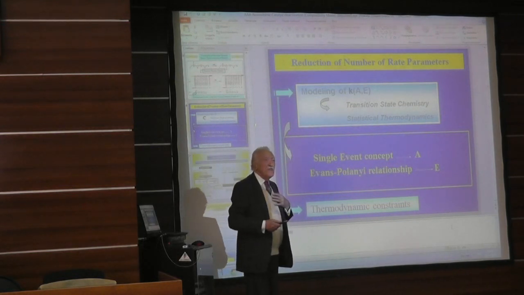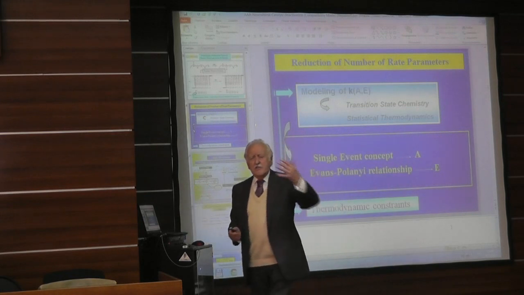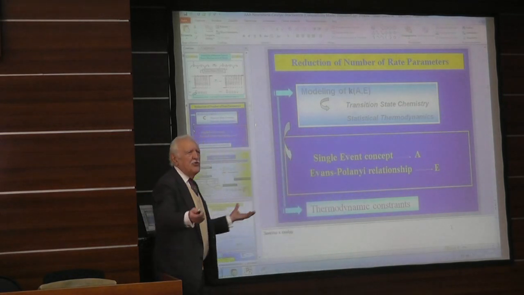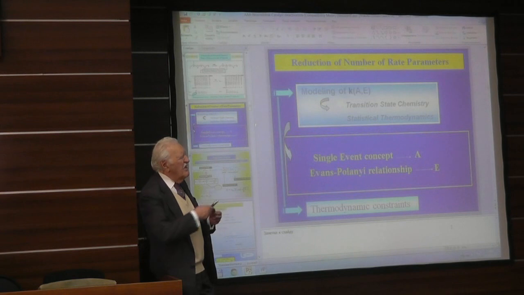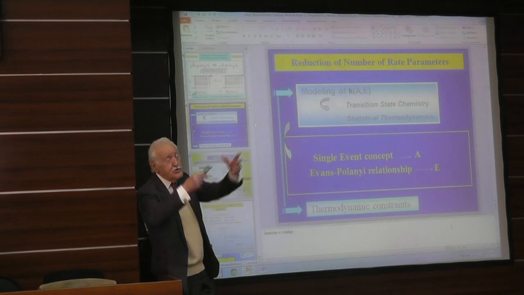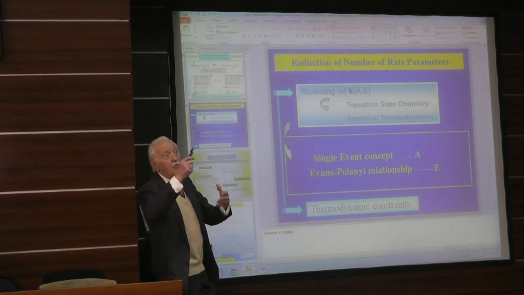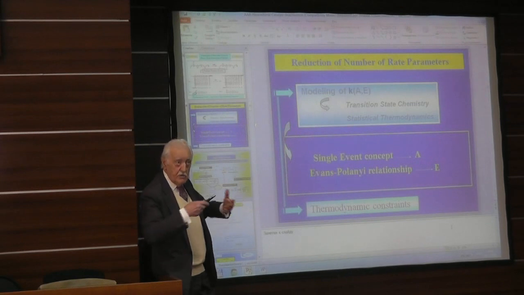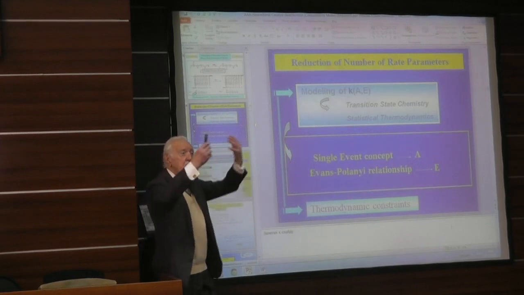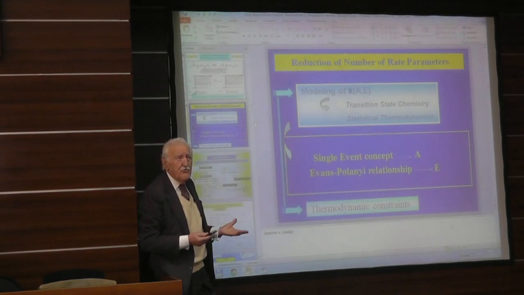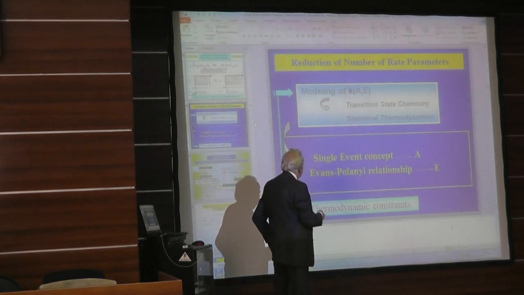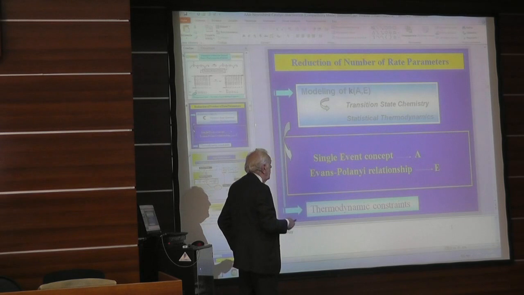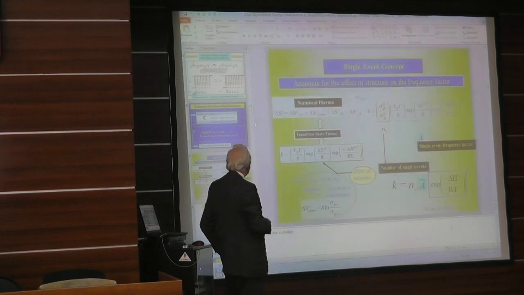And how can we deal with such a homologous series kinetically? Intuitively, it is clear, if you think 1 second about it, there must be some relation between decay of a paraffin with C25 carbons and with C40 carbons, paraffins. There must be some relation on the rate coefficients of these components. That is what we have used in the single event concept. And let me show you the next slide.